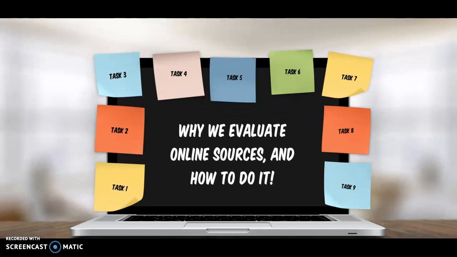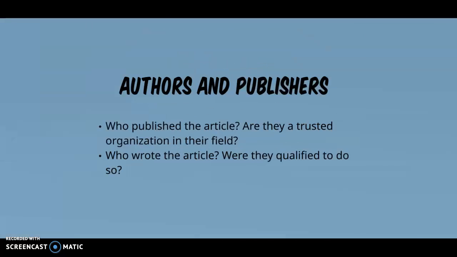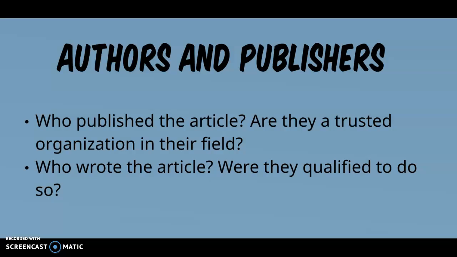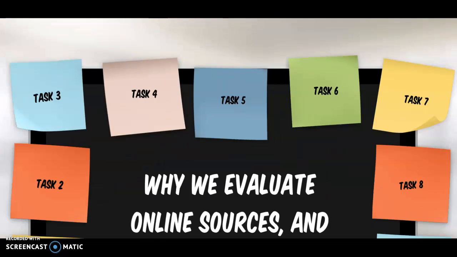Once you've accessed the site and located your article, you will next think about the people involved, authors and publishers. So look to see who the publisher of the article is. Are they a trusted organization in their field? Might they make a profit off the content? Also, look at the author. Do they use their full name? Are they someone trusted in their field? And also see if they have a biography on the site and what other articles they have published.